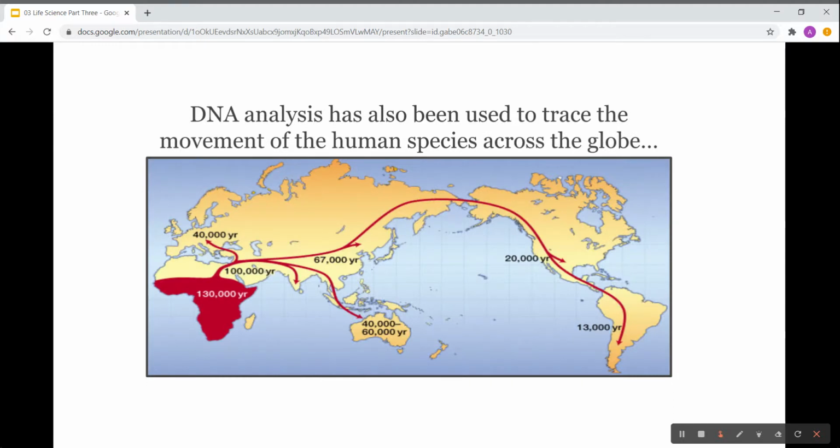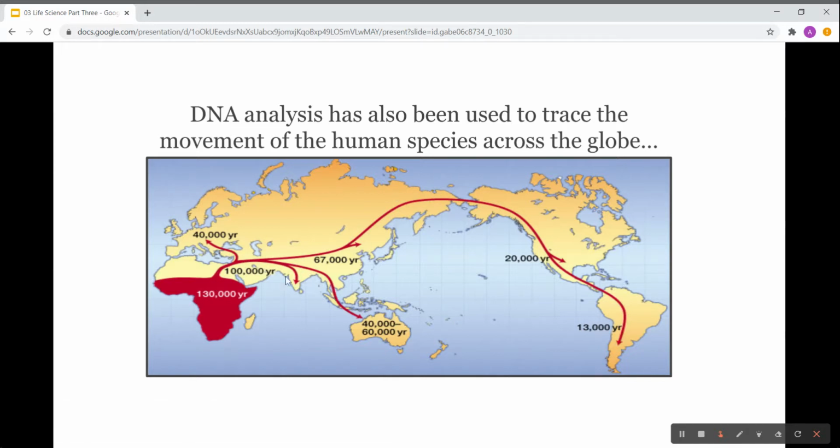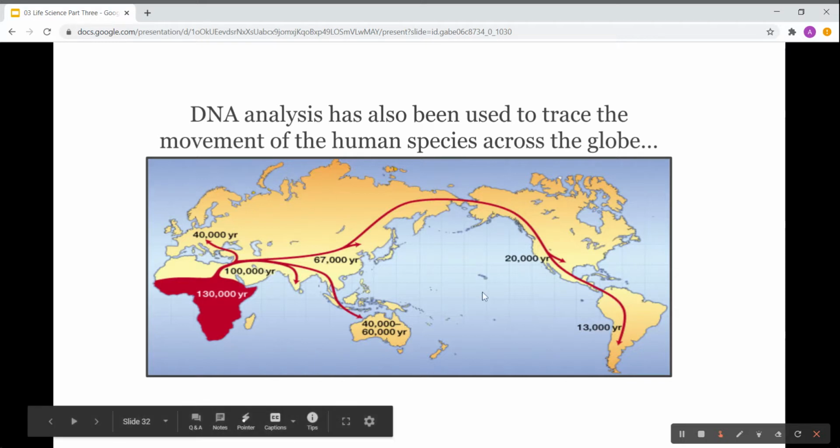So DNA analysis has also been used to trace the movement of the human species across the globe. So they started down here, and then you can see, based on genetics, where people have gone. This is where ancestry DNA comes from. This is how they use it. So they can trace where you came from based on your DNA itself. Because they know what the DNA of the people who live in all the other places looks like. That's how they can tell.